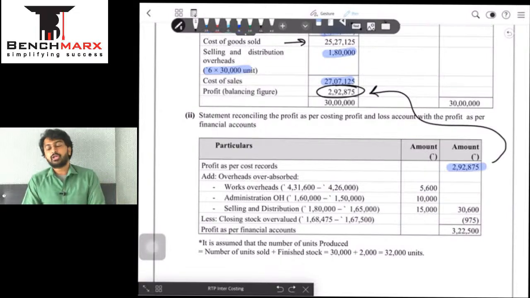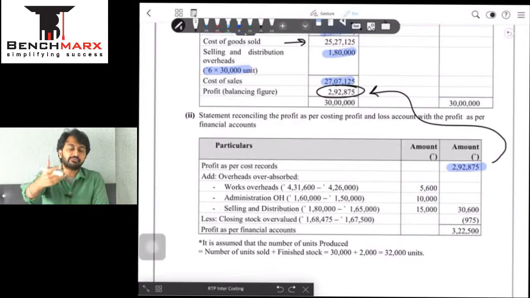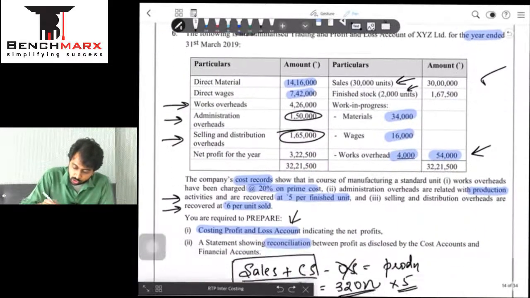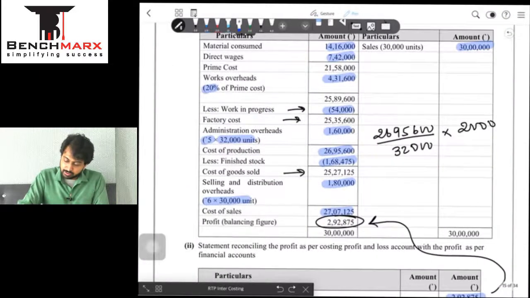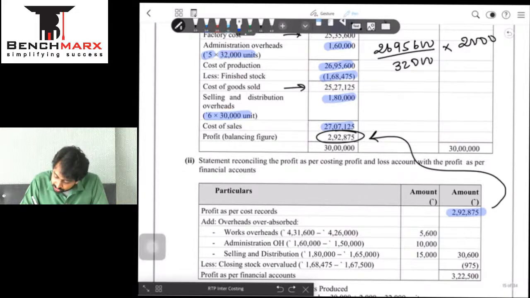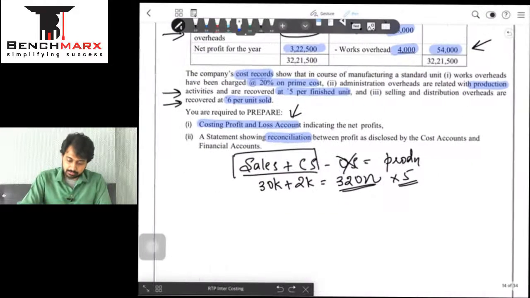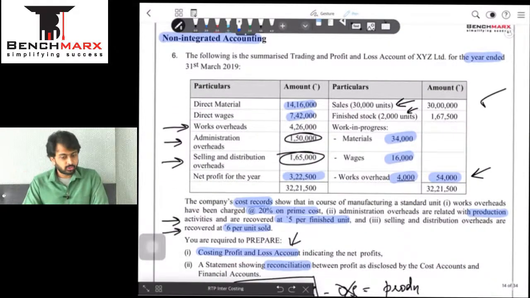And now we compare the cost as per costing with the cost as per finance. The difference in the two is excess or less as the case is, and add or less will depend on where we are going. So since we are starting from the cost records, we are going towards the financial records, and financial records showed a profit of 322,500. So we are starting from 292 and reaching 322, and on the way we will be simply reconciling the difference between the cost expenses and the financial expenses. So let's go step by step. Look, DM and DL we have used the same, so there is no tension there.